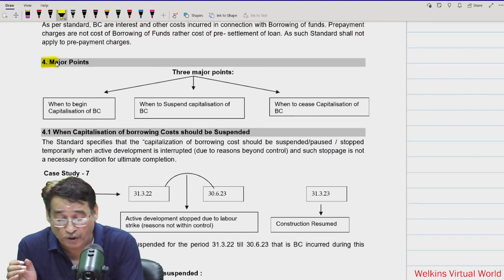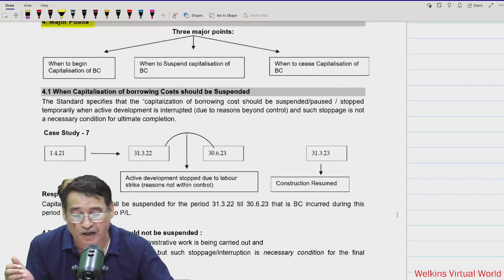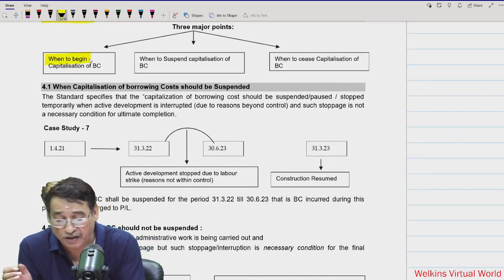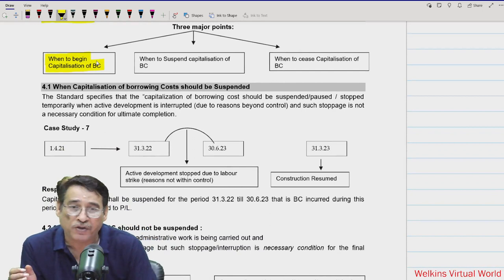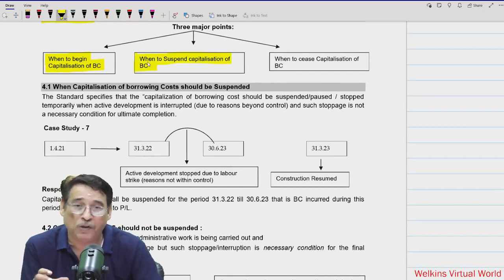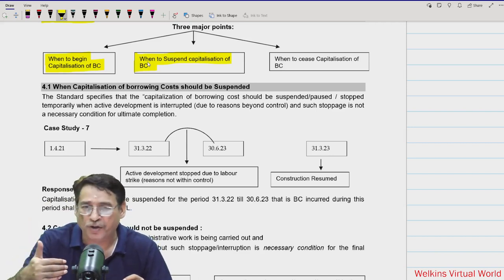Now, some major points which we need to come across in this particular standard. Three major points are there. Number one, when we should start capitalization of borrowing cost. And when to suspend the capitalization of borrowing cost. Suspend means temporary stoppage, correct?